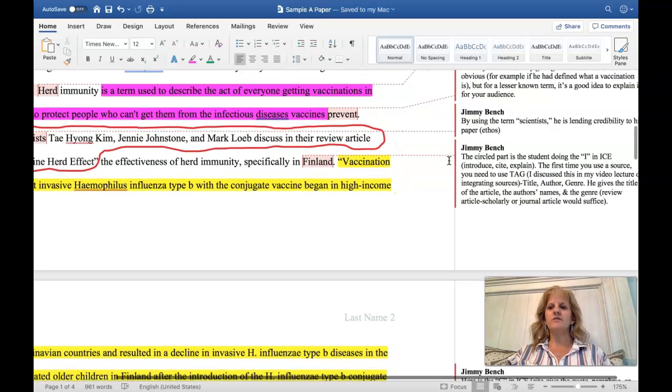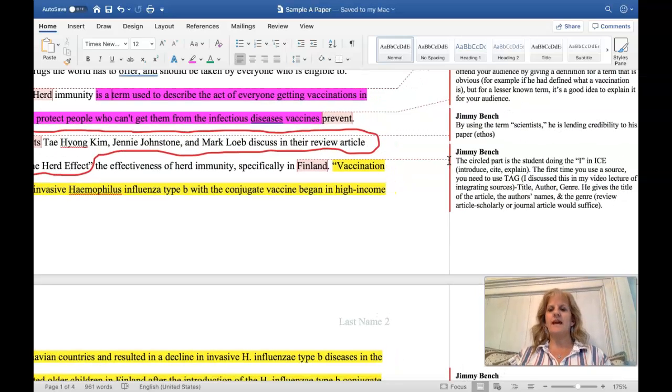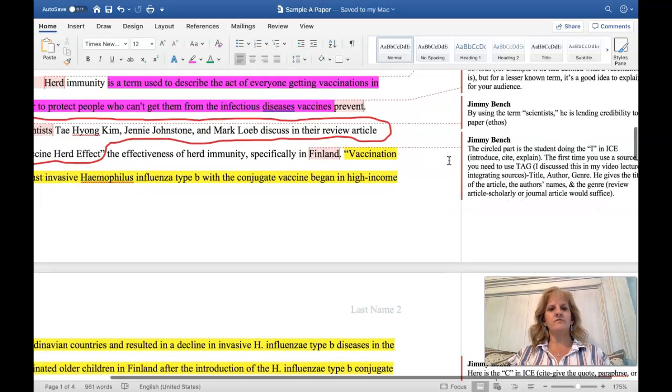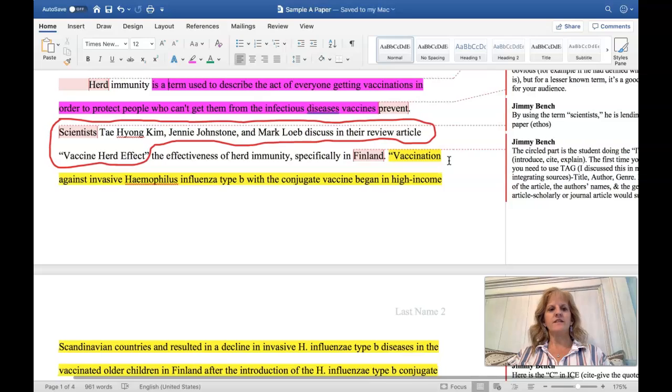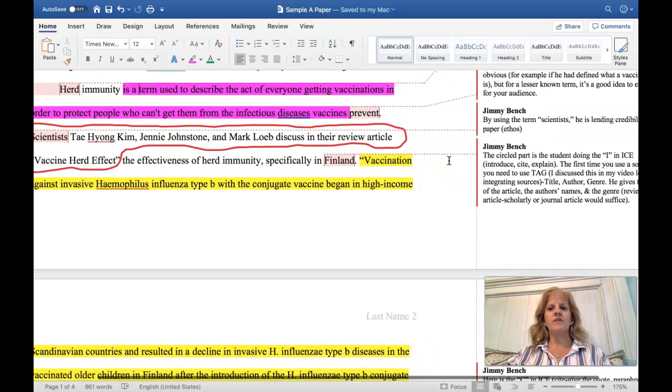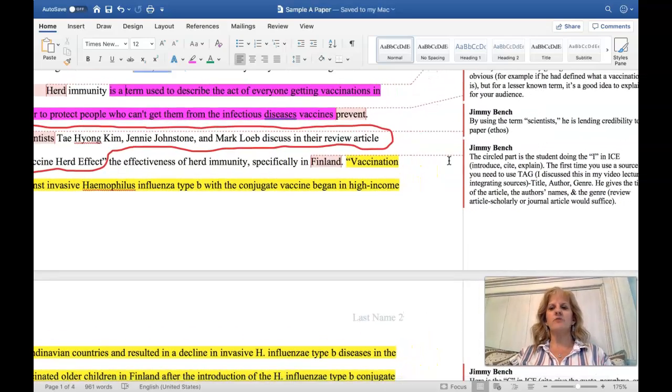So the first time that you use a source, you need to use a tag. I know there's a lot of acronyms here. Title, author, genre. I talked about this in the integrating sources video lecture. So he gives the title of the article, which is vaccine herd effect. He gives the author's names and he tells the genre, which here just means what kind of source you used. He said review article. You could have said scholarly journal article and that would be fine.